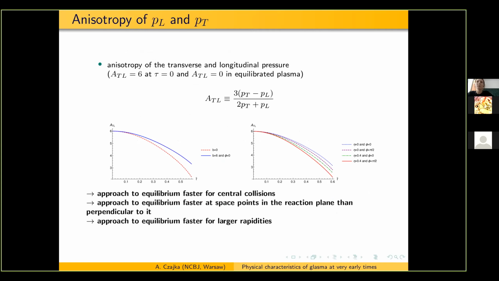So this is the anisotropy of longitudinal and transverse pressure, and this formula is proposed to study this anisotropy. By comparing results for different impact parameters, we see that the approach to equilibrium can be faster for central collisions. On the other hand, equilibrium can be achieved faster at space points in the reaction plane rather than perpendicular to it. It is also sensitive to rapidity, and it looks like equilibrium can be reached faster for larger rapidities.